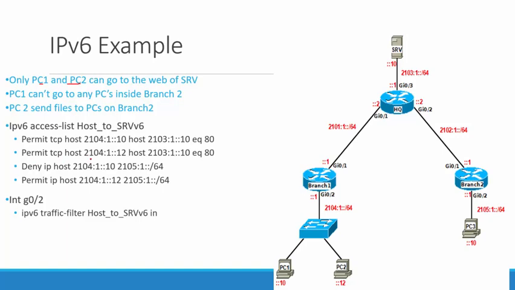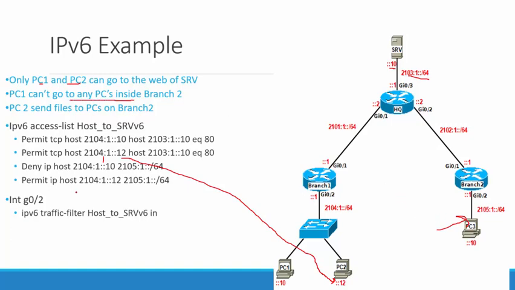Permit TCP host 2104:1:12, which specifies our PC2, to again go to 2103:1:10 port 80. So again, the web of SRV. We want to deny IP host 2104:1:10. This is PC1. We're going to deny it going to everything within this LAN, which will then not allow it to go into any PCs inside of branch 2.